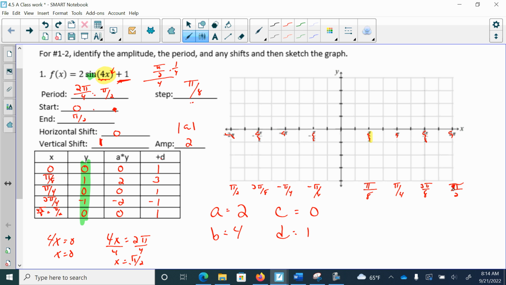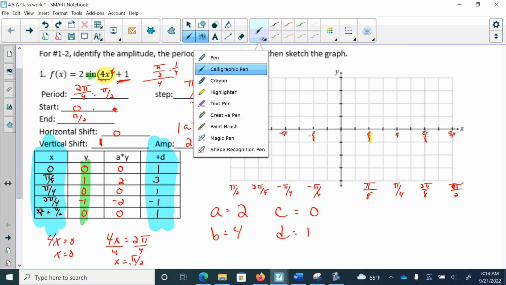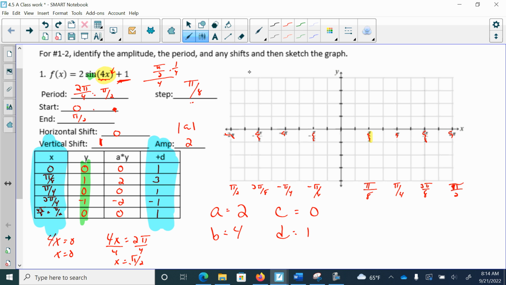So here, when I go to graph, I made this beautiful table, and I'm going to use this beautiful table that I created, but I'm going to only graph the first column and the last column. Everything else in between is what I call my work. So it's how I got to that is 1, 3, and 1. So I'm going to graph 0, 1, then pi over 8, 3, pi over 4, 1, 3 pi over 4, negative 1, and then finally pi over 2, 1.